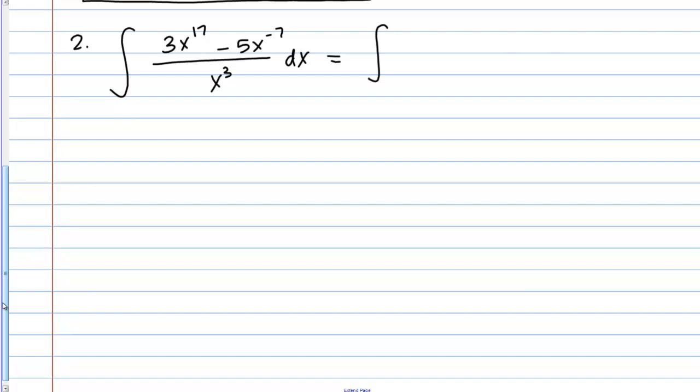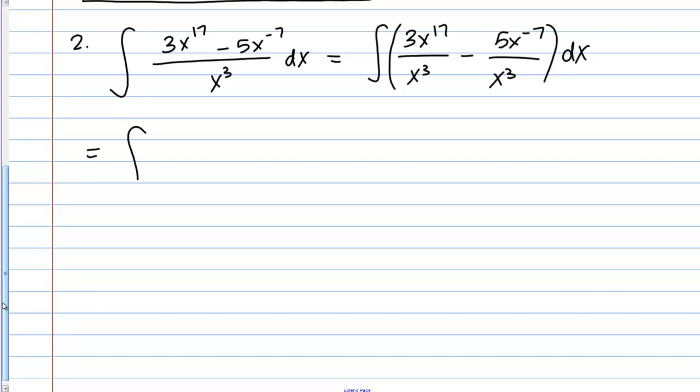Okay, so what I mean by that is I can write this as 3x to the 17 over x cubed minus 5x to the negative 7 over x cubed. Okay, so you can always split up the numerator like that. You can never split up the denominator if there's multiple terms in the denominator. Okay, dx.